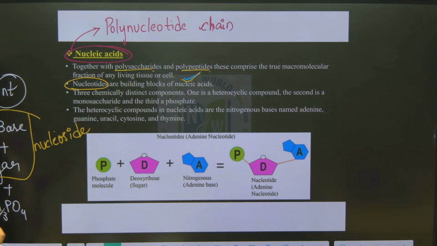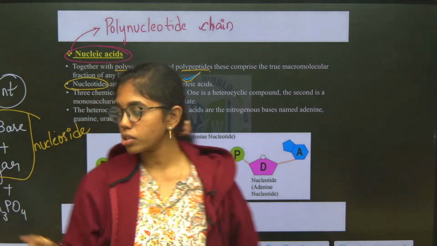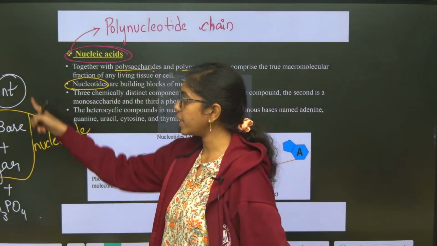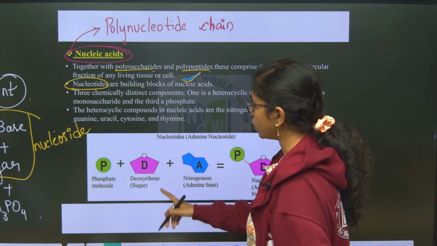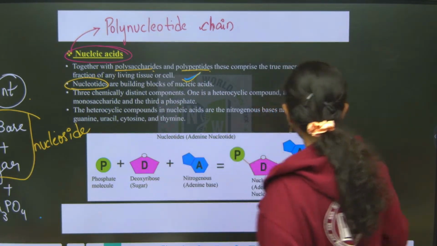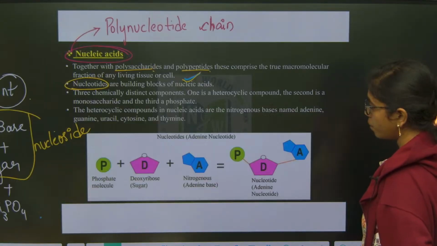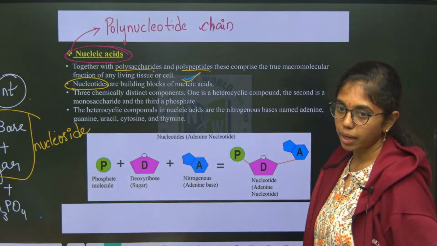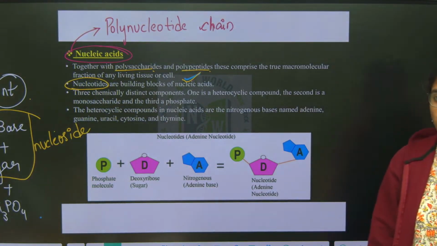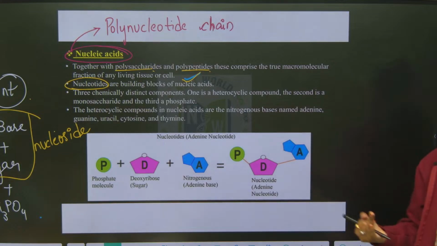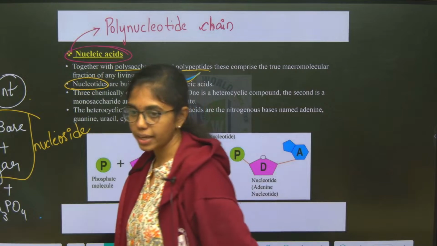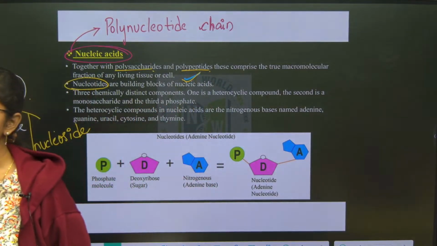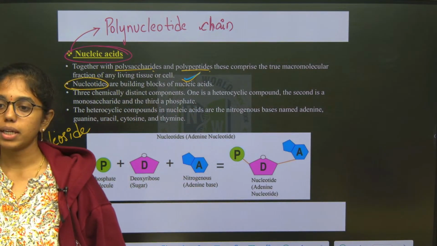Along with this nucleoside, if a phosphate group is added, then you will call it as what? Nucleotide. So here is an example, you see. Sugar will be either ribose or deoxyribose. I already told you what is ribose and deoxyribose. Both ribose and deoxyribose are pentose sugars. If at the second carbon an OH group is there, then you will call it as what?